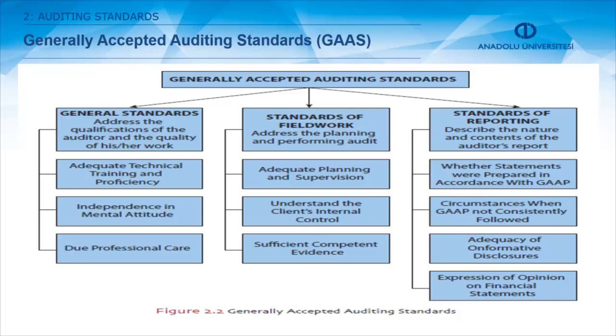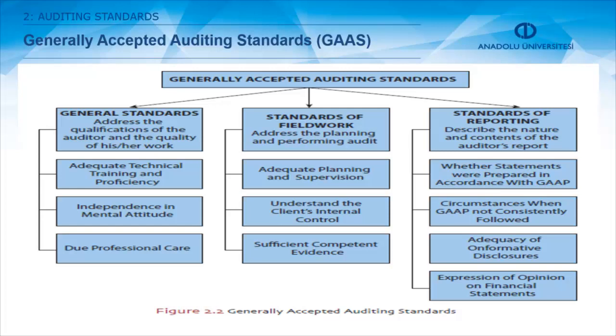The first one is adequate planning and supervision, and the second one is understanding the client's internal control, and the third one is sufficient competent evidence. And the third group, standards of reporting. These groups describe the nature and contents of the auditor's reports.